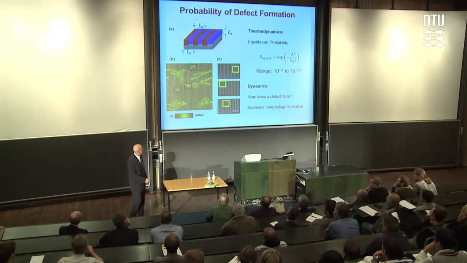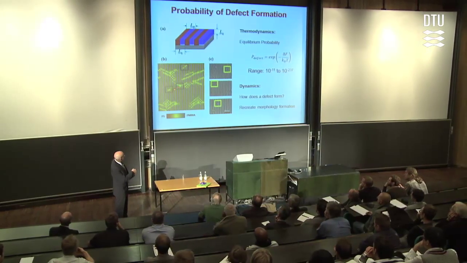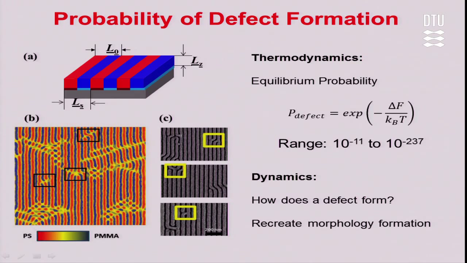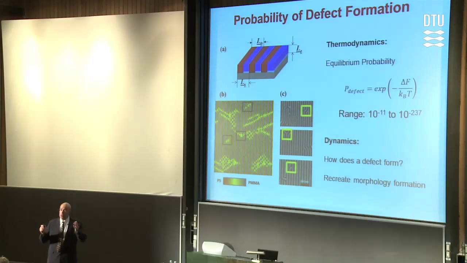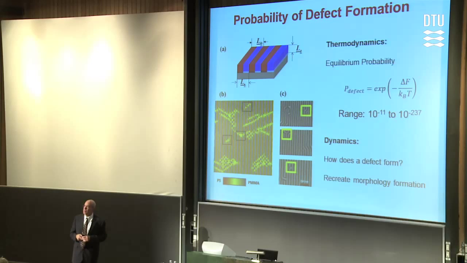When you do that, you find that for the most common types of defects that you find in your experiments or your simulations, the probability of forming a defect ranges from 10 to the minus 11 to 10 to the minus 237. So thermodynamically, and even kinetically, because these are dynamic calculations, it is impossible to form defects in this system. You have no idea how much trust this industry has placed in this equation.